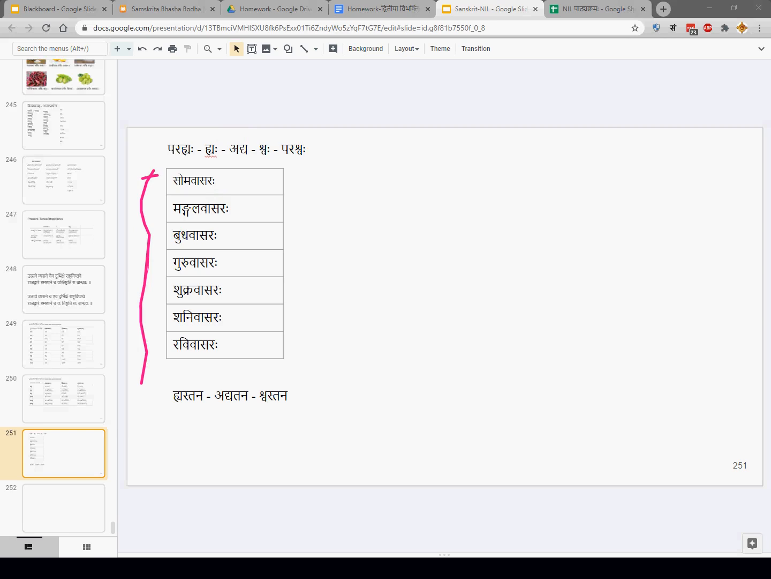These are named after planets mostly. Like in English also, Soma Vasara is Monday. It's Monday, Tuesday, Wednesday. How are these named in English? Anybody has any idea? Thursday, Friday, Saturday, Sunday. What is the basis of these names in English?